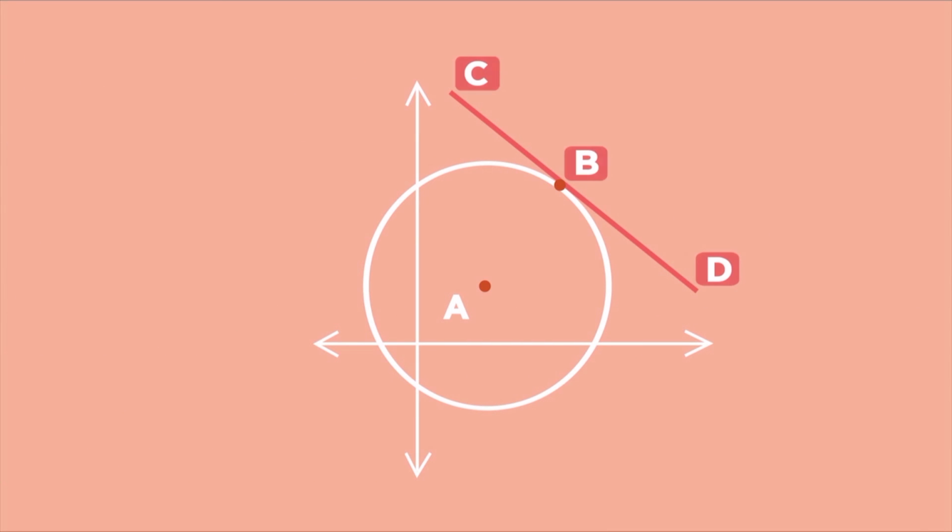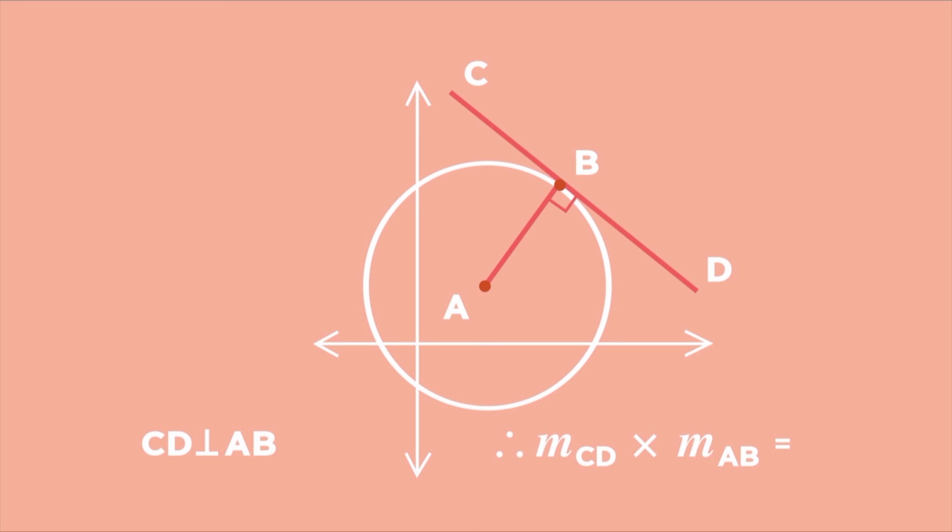In the diagram, CBD is a tangent to the circle with the center A. CBD is perpendicular to the radius AB, so the gradient of the tangent, m_CD, times the gradient of the radius, m_AB, is -1. Wow, there you have it. Analytical geometry in a nutshell.